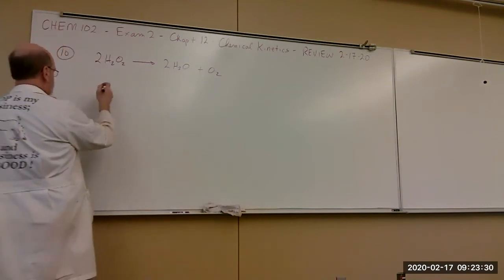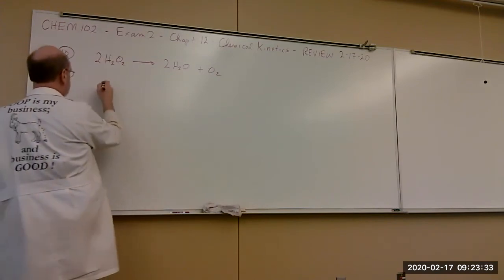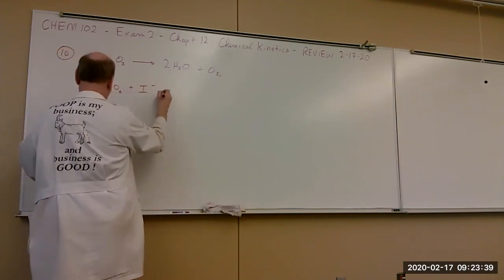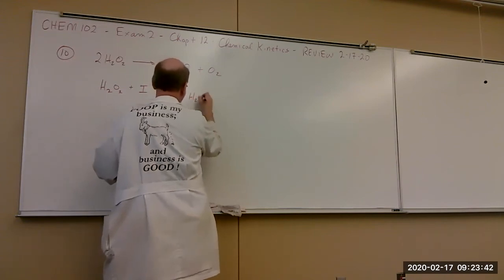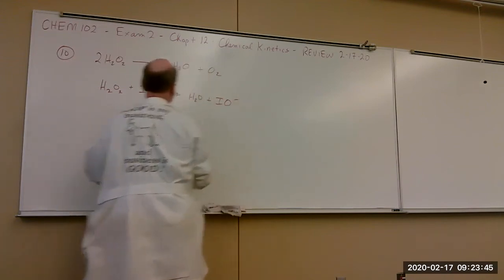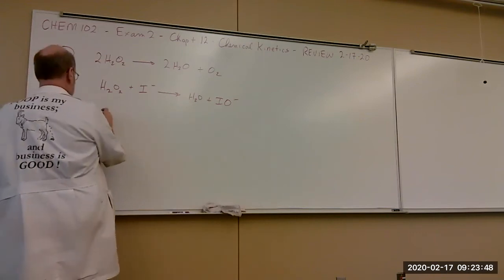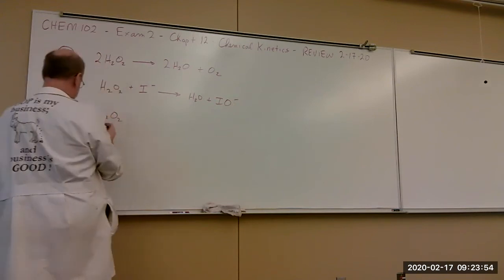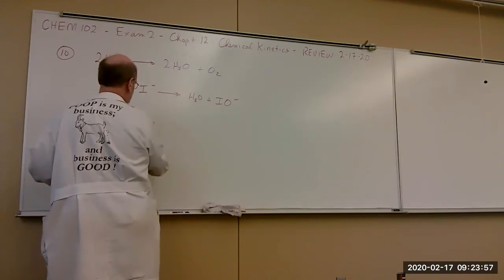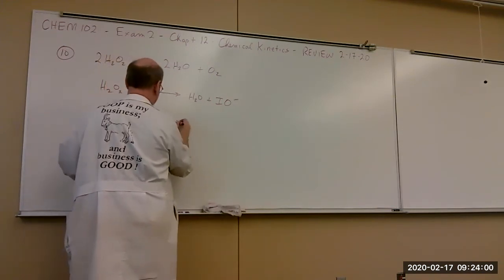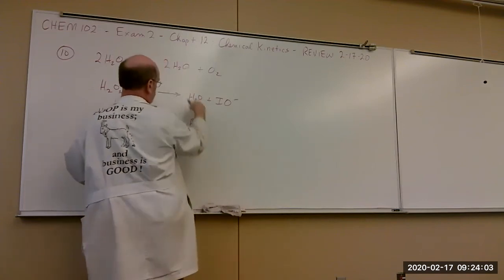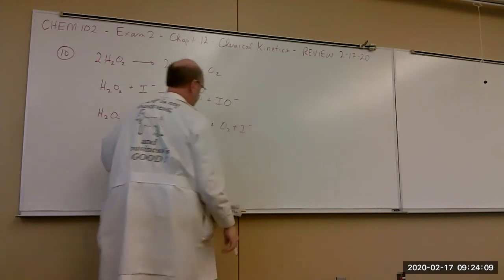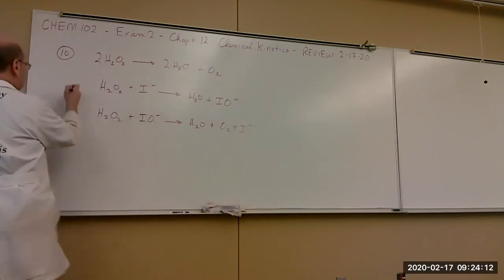But in this case, we're proposing a mechanism in which this produces first this, and then the second step, we take the other hydrogen peroxide, there's one here, one there, and react it with this intermediate to yield the other water, plus oxygen plus iodide. Okay, this is our two-step mechanism.